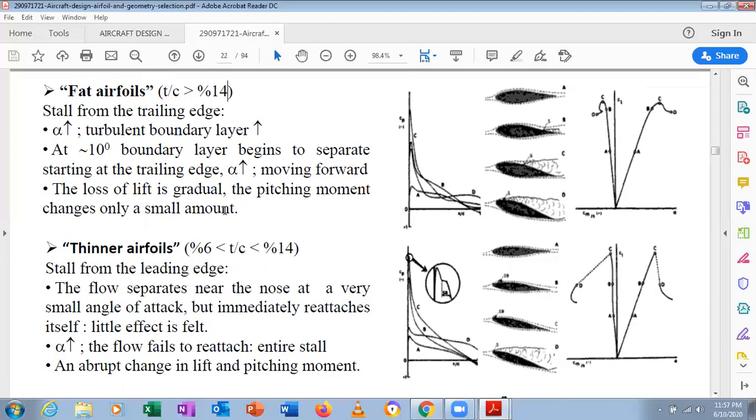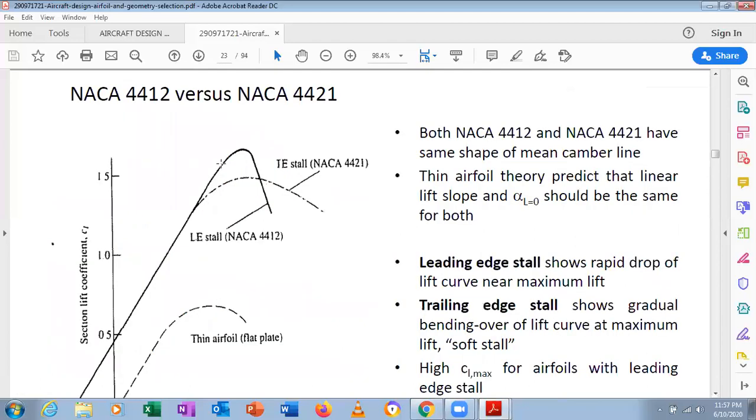But when you speak about 12, NACA 4412, it is a thinner airfoil. We can see the flow fails to reattach, entire stall. So when you look here, reattachment of the flow will be there. So it will fall at once, it goes to the higher and it will fall. But it will not happen here. It will take some time to fall down. Clear? That is the effect of thickness, 21% as well as 12%.